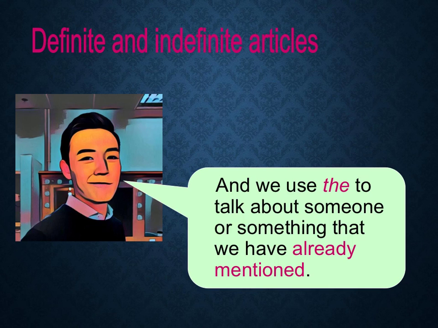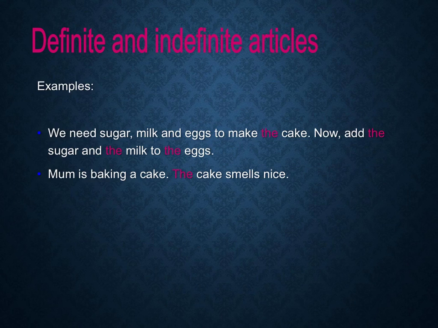Of course, we use the to talk about someone or something that we have already mentioned before. For example, we need sugar, milk, and eggs to make the cake. Now add the sugar and the milk to the eggs. Okay, because we have talked about sugar, milk, and egg before. So the second time we talk about it, we use the.